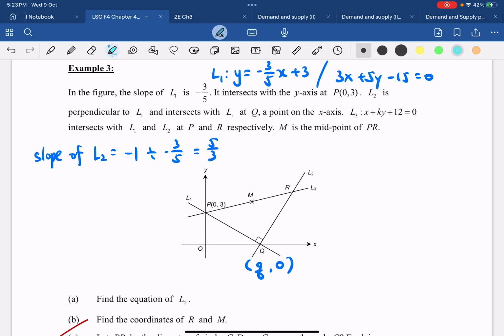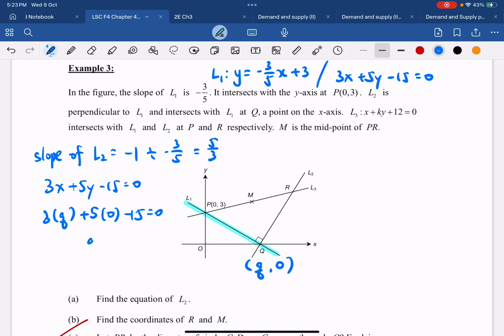So you can see that actually L1 passes through Q, right? So we can just substitute Q and 0 into the equation of L1. Okay, so equation of L1 is like this, right? So I substitute x as Q and then y as 0, and it will give you Q is 5. So you know that Q is (5, 0). But for sure, in your presentation, you have to let Q equals (Q, 0), right?